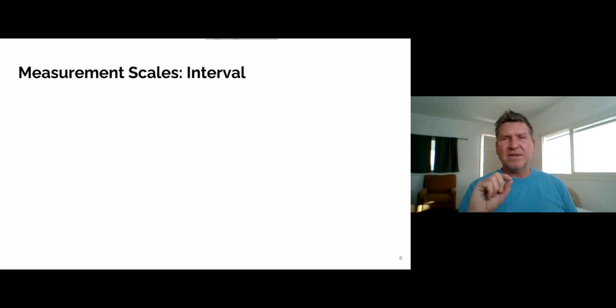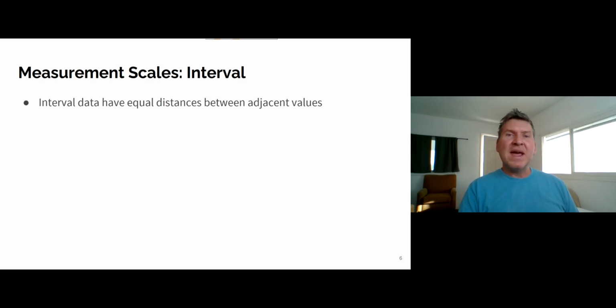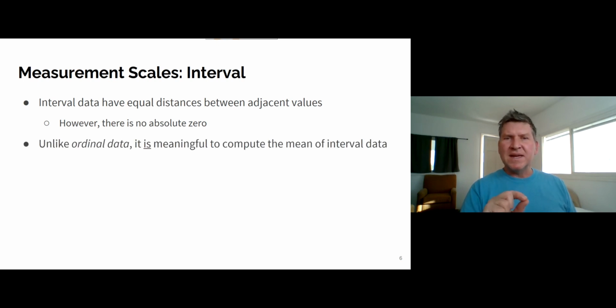So the third measurement scale is called interval. And interval has equal distances between adjacent values. So unlike ordinal, where we don't know if somebody's first choice and second choice have the same interval as between their second choice and their third choice, with interval, we can be guaranteed that the gaps are the same. However, there's no absolute zero on an interval scale. So unlike ordinal data, it is meaningful to compute the mean of interval data. So finally, we can get to something where the mean actually matters.